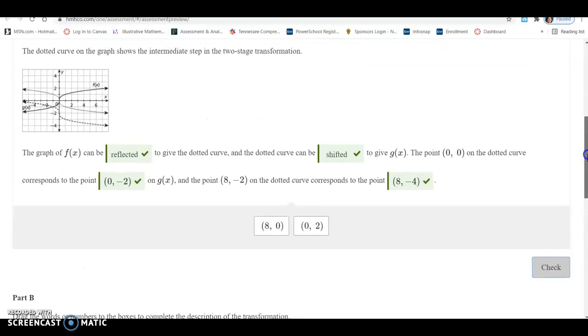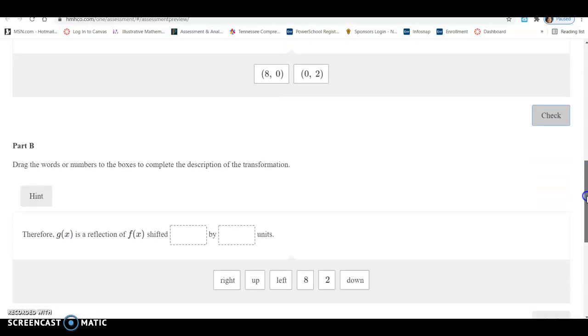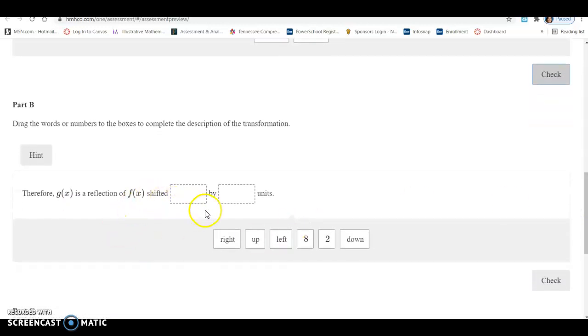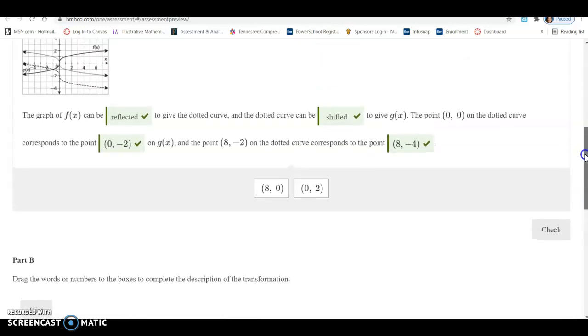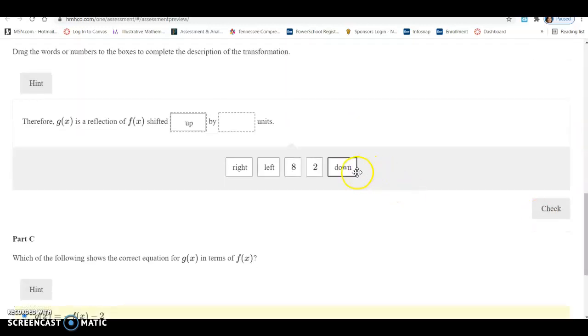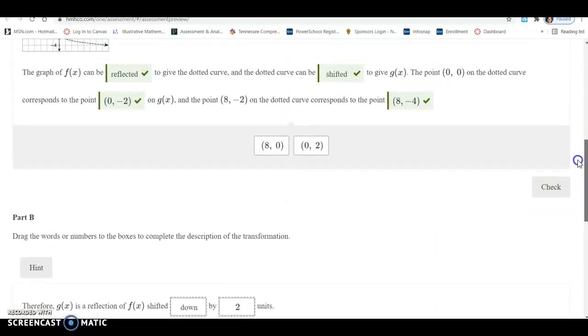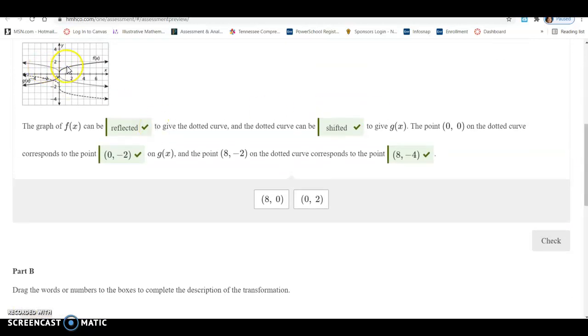F of x is shifted up after it's reflected. And then it's shifted up by how many units? I'm going to say 2. Well, it must be shifted down. Let me see if I can look at that graph again. Let's see. All right, so it is reflected here.